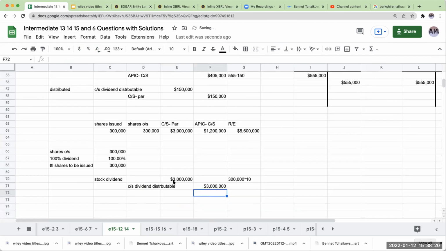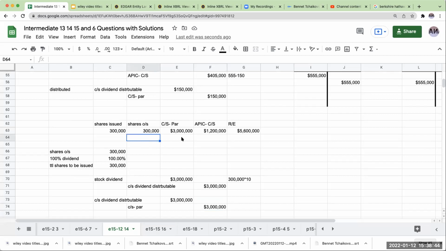Okay, so this is what's happening over here. Then I've got common stock dividend distributable, and then I've got common stock at par. Okay, so right over here, this is going to be, again, 3 million and then 3 million. So when I have a large stock dividend, this is what is going to happen.